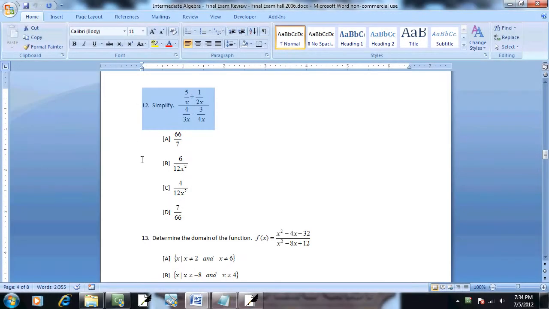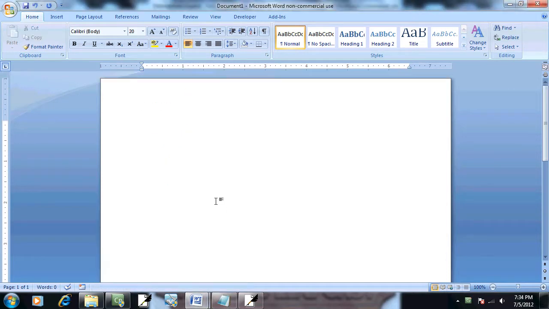Let's take a look at problem number 12. This is simplifying a complex rational expression. So let's take a look at the steps on that. Simplifying complex rational expressions.